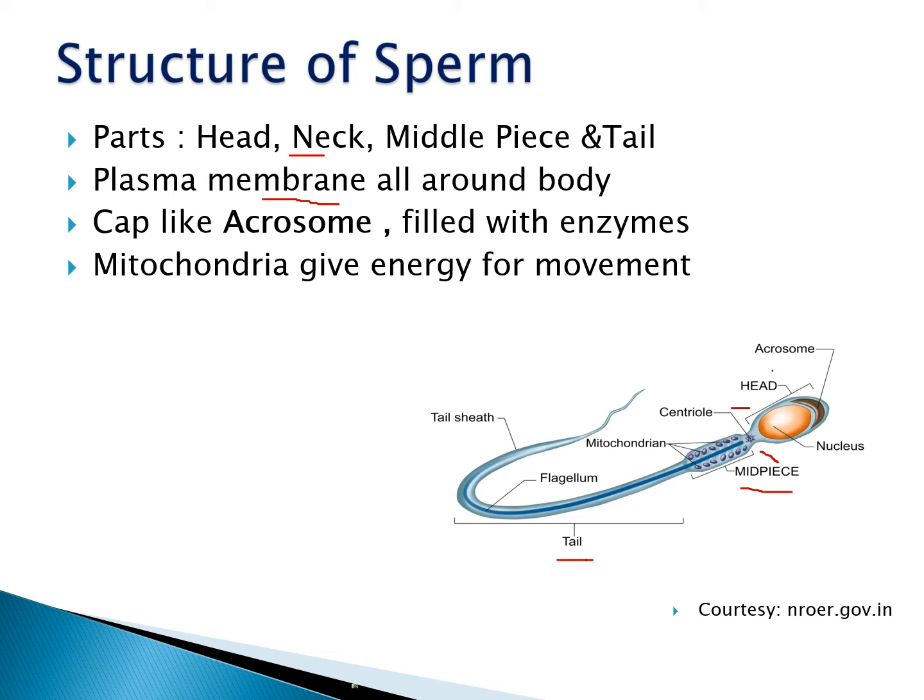There is a cap-like structure, the acrosome, present around the head of a sperm, and its main role is to secrete certain enzymes which will help at the time of fertilization. Mitochondria, which are present in the middle piece, give the energy to the sperm for the movement.